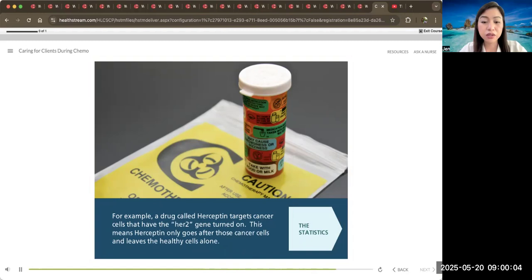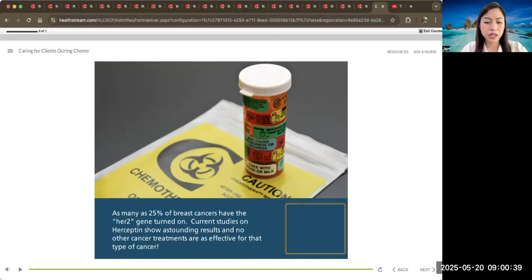For example, a drug called Herceptin targets cancer cells that have the HER2 gene turned on. This means Herceptin only goes after those cancer cells and leaves the healthy cells alone. So yes, this medication is called a targeted therapy drug. With this targeted therapy drug, the drug only focuses on or targets the cancer cells, and it doesn't touch the healthy cells.